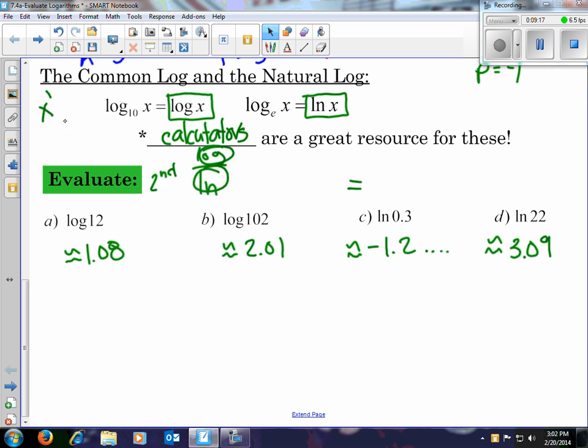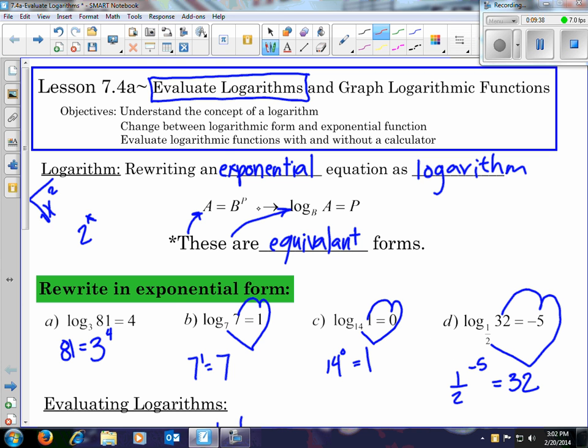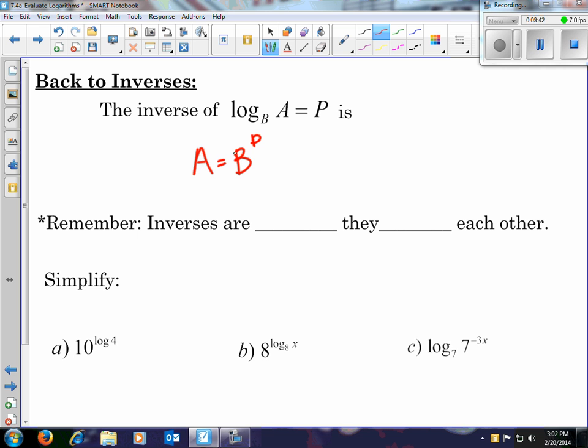Okay. Now, moving on to the next page. We are back to inverses. So the inverse of log base B of A is equal to P. Our inverse of that is going to be A is equal to B to a power. Just like what I said back here. These are inverses of each other. They are equivalent forms, so they have the same purpose.